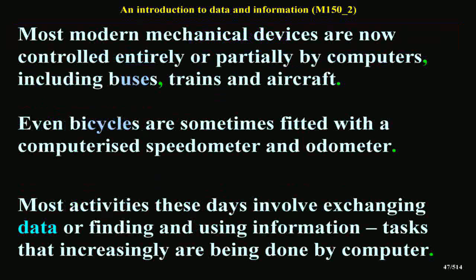Most modern mechanical devices are now controlled entirely or partially by computers, including buses, trains and aircraft. Even bicycles are sometimes fitted with a computerized speedometer and odometer. Most activities these days involve exchanging data or finding and using information, tasks that increasingly are being done by computer.